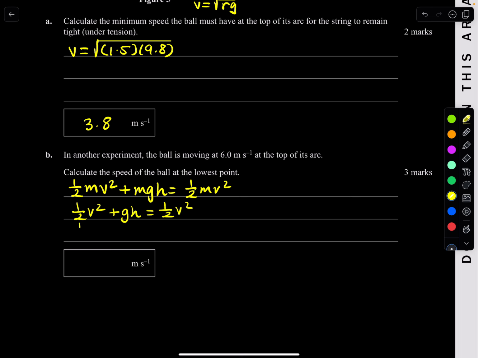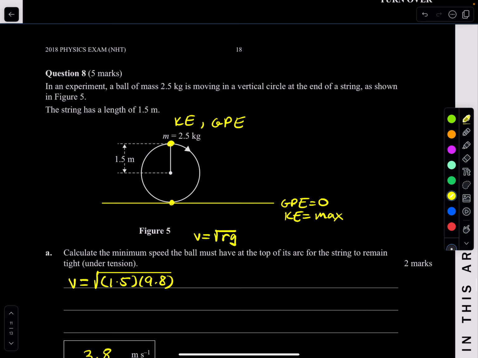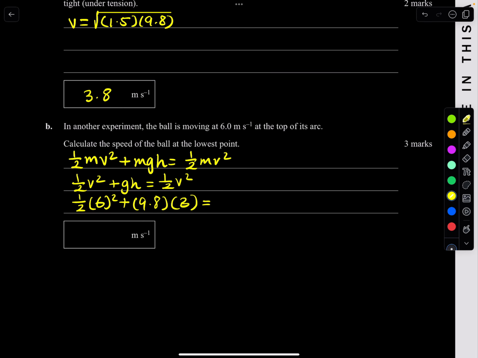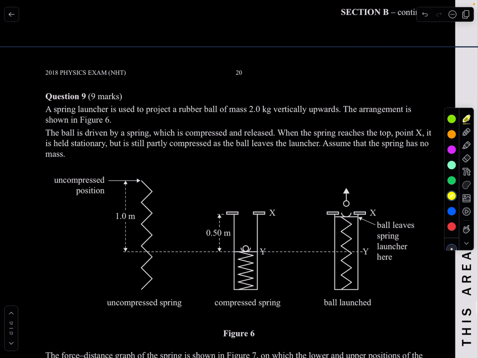And so putting all your figures in there, half, we know the velocity at the top they told us was 6 squared, plus your g is 9.8, of course, and your height is 3 meters, because remember, the radius is 1.5, so it's 3, and it's equal to your half v squared. So calculating v squared, let's do that. 0.5 times 6 squared, plus 9.8 times 3, times 2, taking the square root. That gives me, to 2 significant figures, 9.7. That looks good. So 9.7. Now, next question.